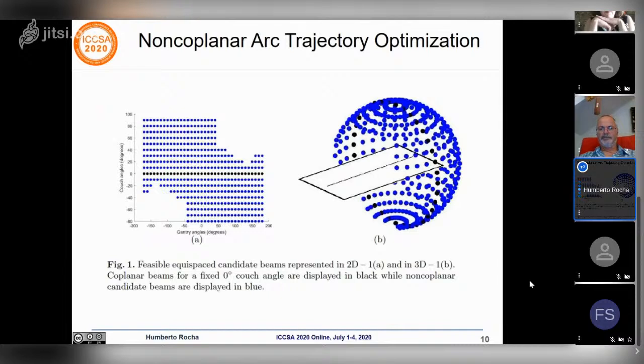In the second step, we will consider a discretization of all possible beams as illustrated in 2D in the left-hand side or in 3D in the right-hand side. The black beams are coplanar beams, while the blue beams are non-coplanar. The main goal of this second step is to connect the non-coplanar points that were obtained in the first step using the beam angle optimization approach.